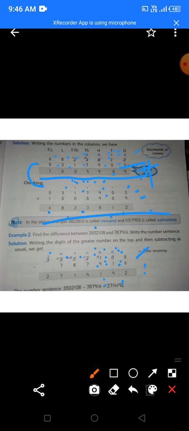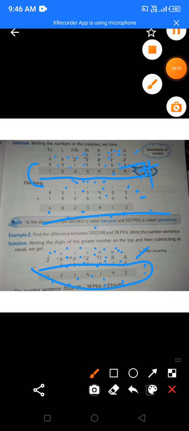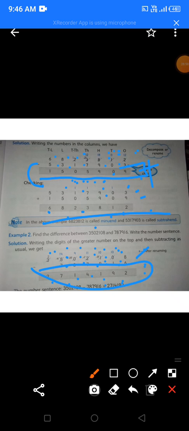Then 11 minus 7 gives you 4. 9 minus 8 gives you 1. 14 minus 7 gives you 7. And 2 you will write as it is. So this is your answer. Okay, children. The same way you have learned in your previous class, you will follow the same method. Just the number of digits has been increased. Okay, children.